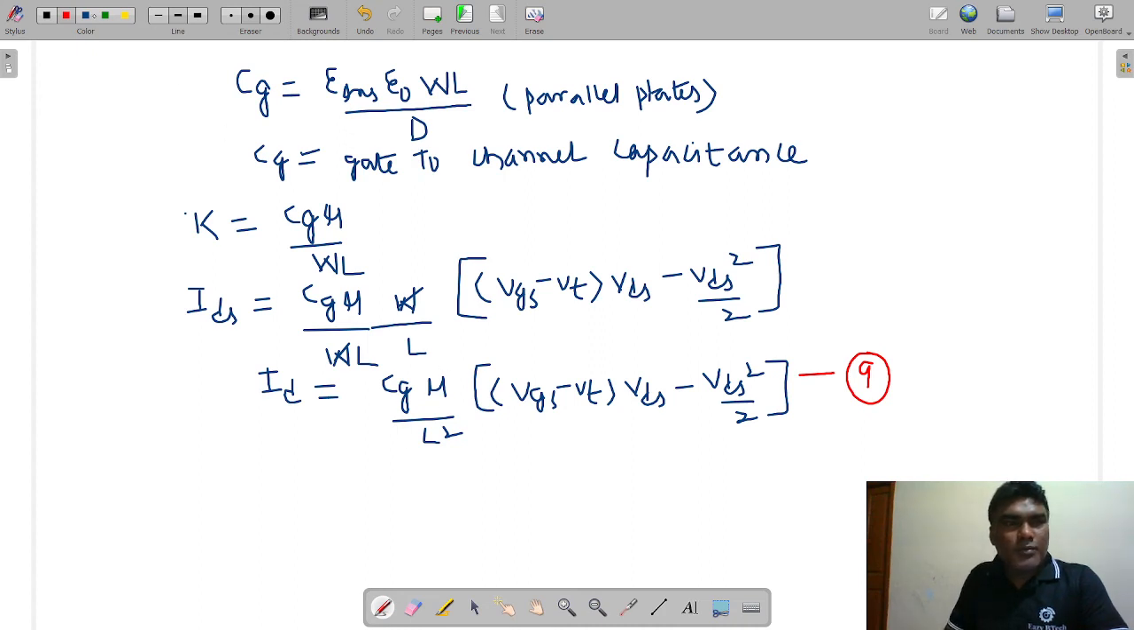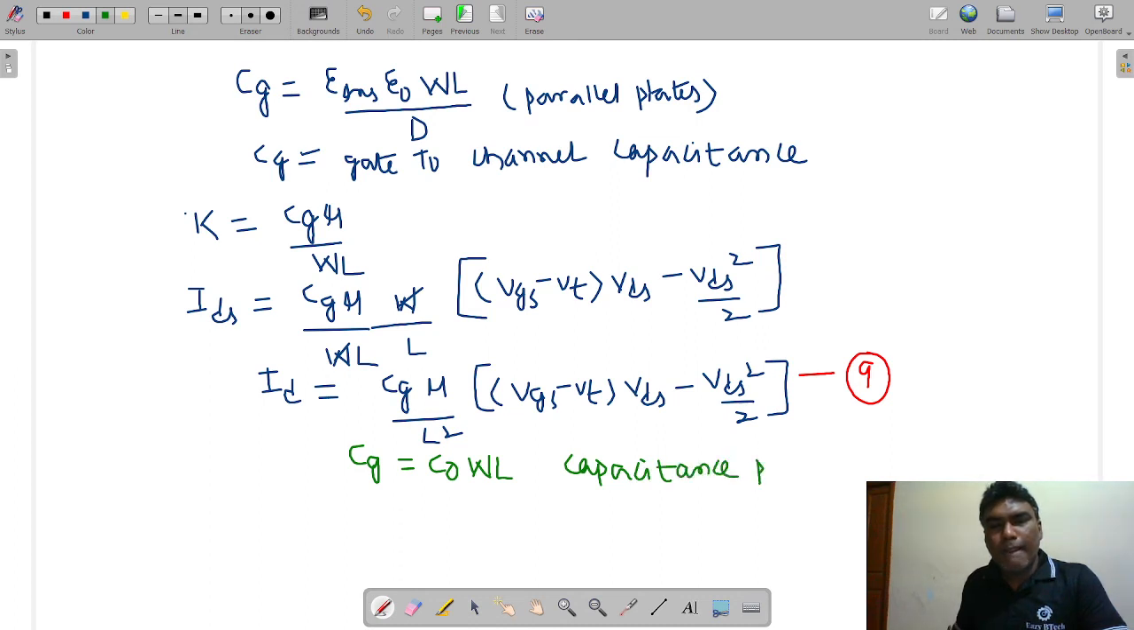Now sometimes we can take CG equal to capacitance per unit area. If you take only polysilicon, then C naught into capacitance per unit area. This is called capacitance per unit area. So CG becomes C naught into W into L. W is the width of the polysilicon, L is the length of the channel.